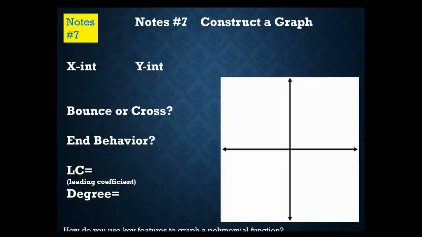And the things we're going to have to figure out are x-intercepts, y-intercepts. Do things bounce or cross? What's the end behavior? What is the leading coefficient? And what's the degree? So if you want to go ahead and make 2 of these on your notes number 7 paper, hit pause, make 2 graph grids, and then I'll switch the screen and you'll be able to see the equation.